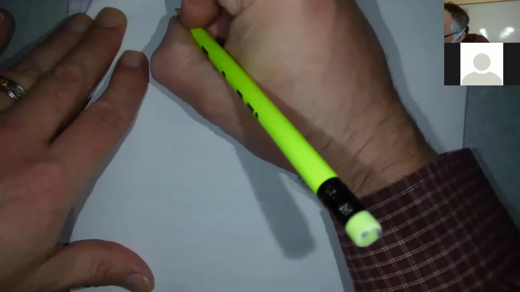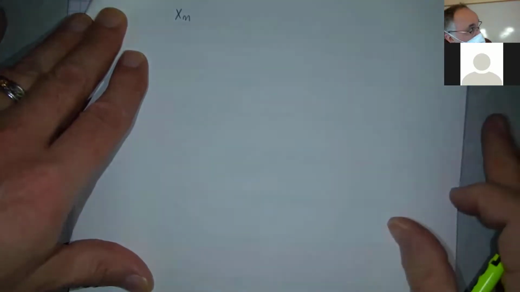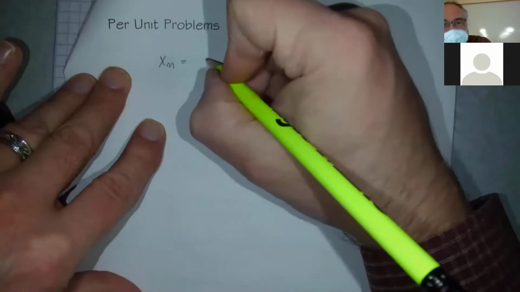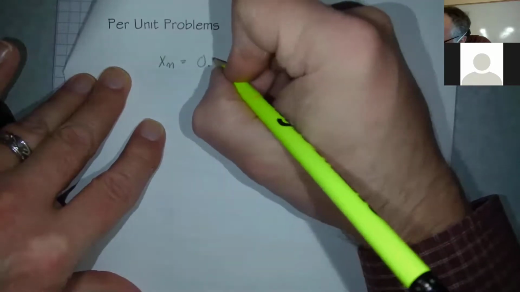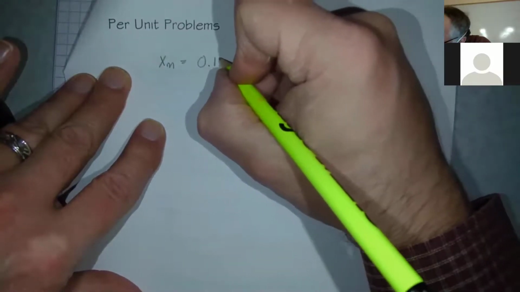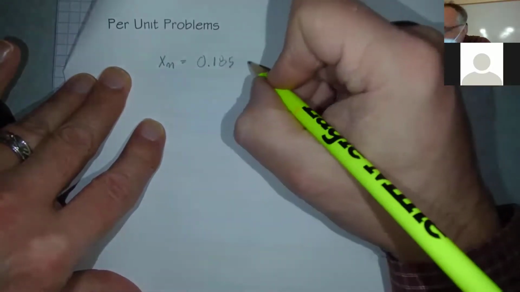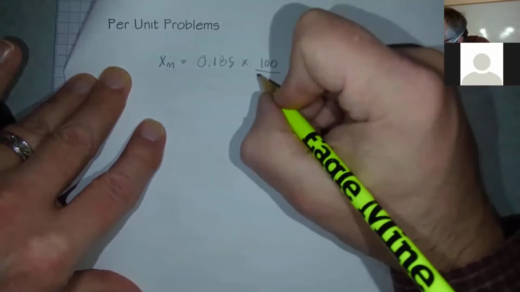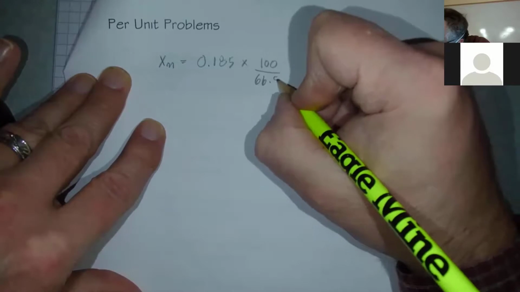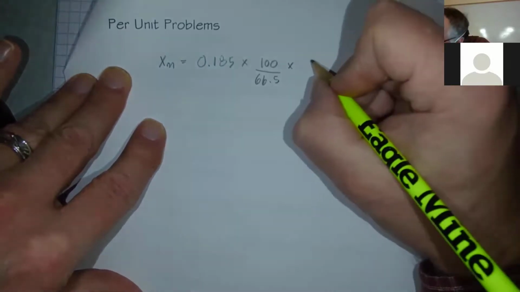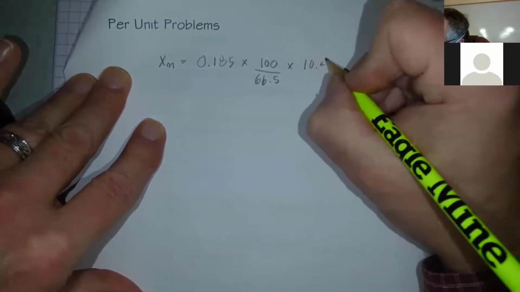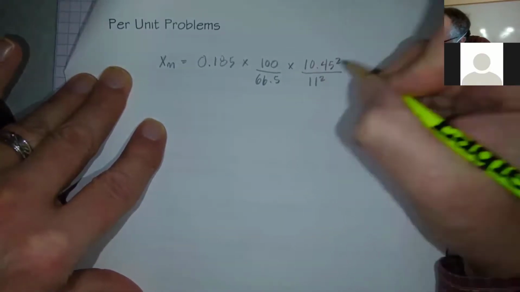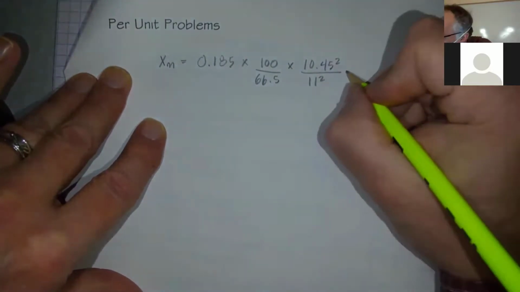So you've got X motor, a little bit lower down, X motor equals 0.185 times 100. I'm just leaving off the MVAs because they're going to cancel out, over 66.5 times 10.45 squared over 11 squared. So I just took out the units to make it look prettier.